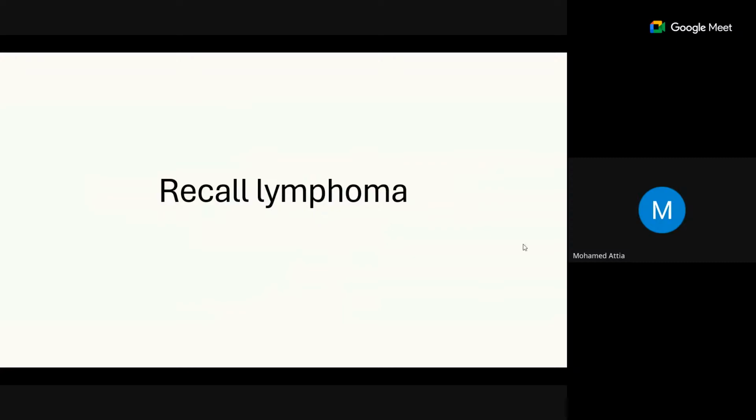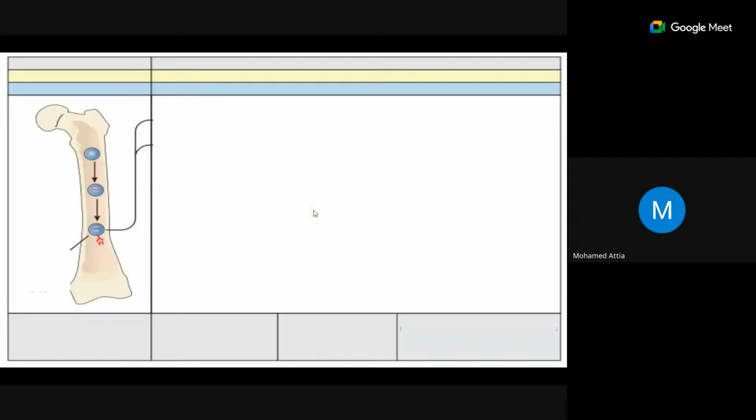First, we just recall lymphoma. Lymphoproliferative disorders start from the bone marrow, the lymph nodes, and the secondary lymphoid tissue. The bone marrow is a primary lymphoid tissue. This is for B lymphocyte diseases. It starts in the bone marrow. There are some malignancies that occur in the bone marrow.